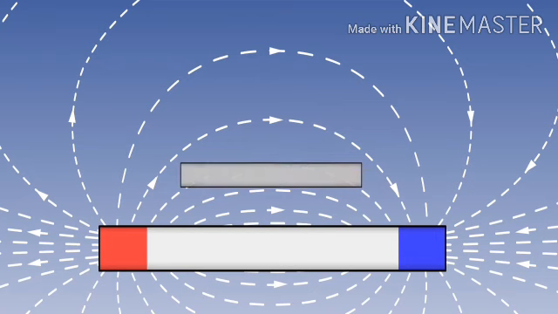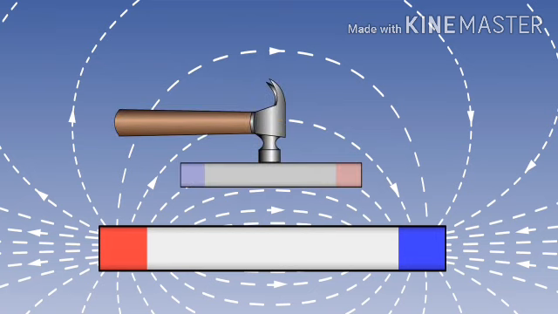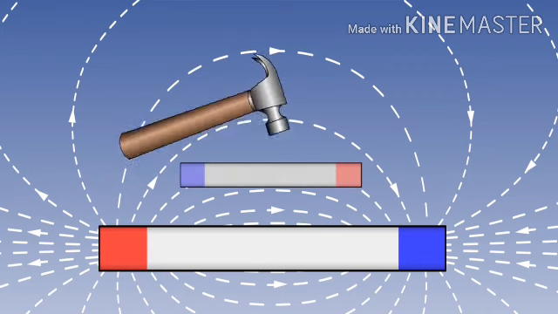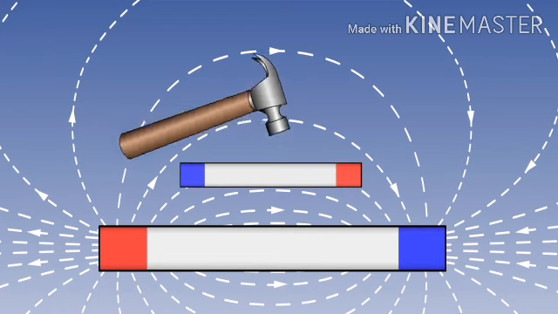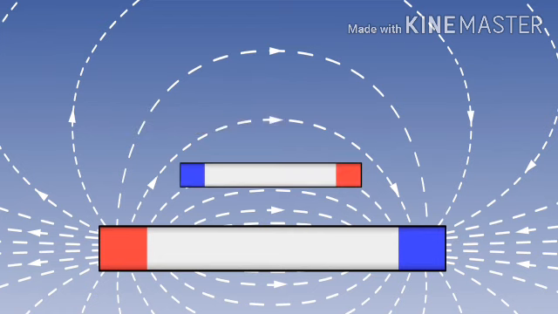The second method is to align the iron bar with the lines of force in a magnetic field, and subject it to vibration or hammering. We can see the effect here. Note that the lines of magnetic force are directed into a blue pole and out from a red pole.